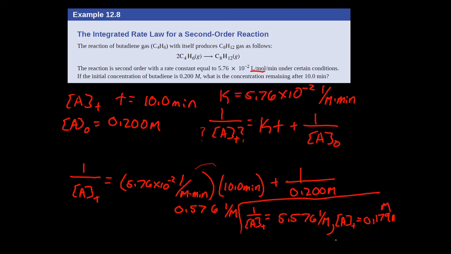And that number makes a certain amount of sense. The rate constant is fairly small, so we don't expect a huge change in the concentration, and the concentration decreased. So that number makes sense.